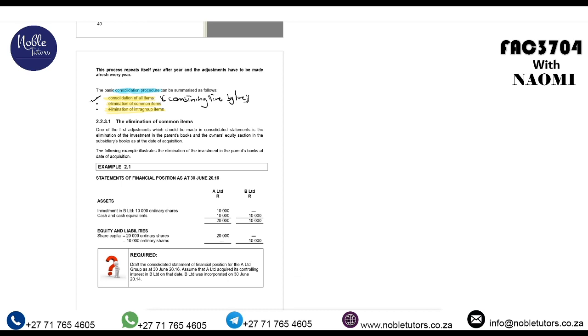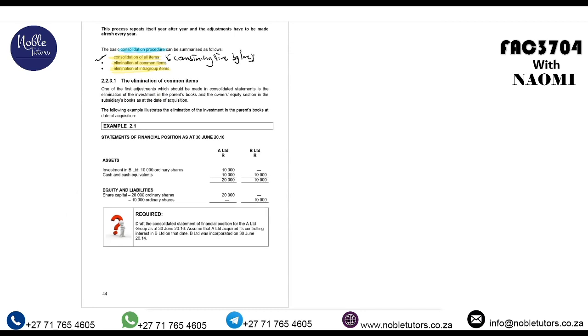All right, so what do they mean by elimination of common items? Here we are, elimination of common items. This is basically saying that this is the first adjustment which should be made in the consolidation statement. It is the elimination of investment. So this is elimination of the investments in the parent's books and the owner's equity section in the subsidiary's books as at the date of acquisition.